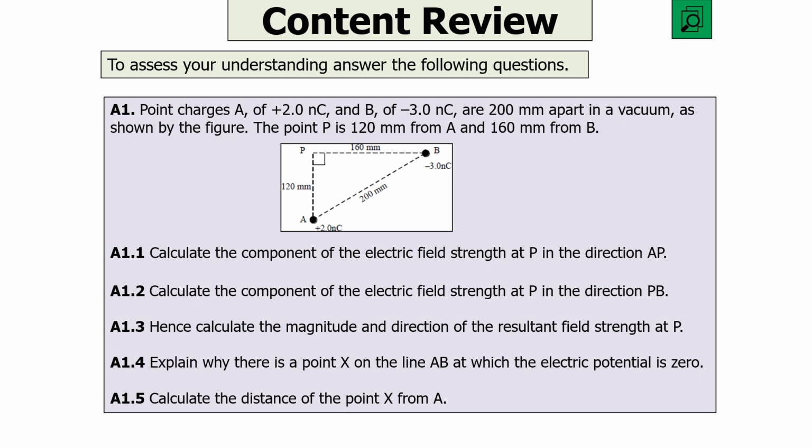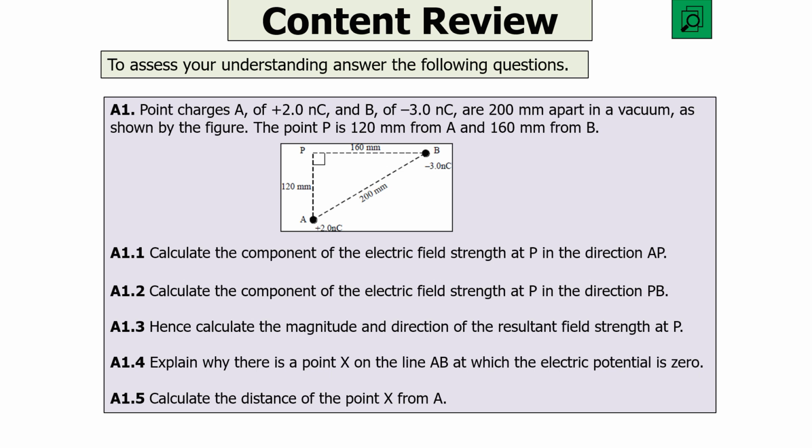The next question says, point charges A of 2 nanocoulombs and B of minus 3 nanocoulombs are 200 millimeters apart in a vacuum, as shown in the figure. The point P is 120 millimeters from A and 160 millimeters from B. Firstly, calculate the component of the electrical field strength at P in the direction AP.